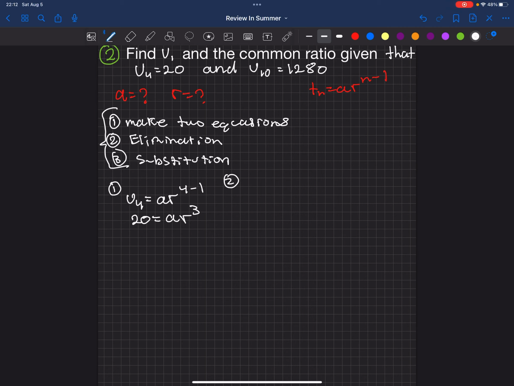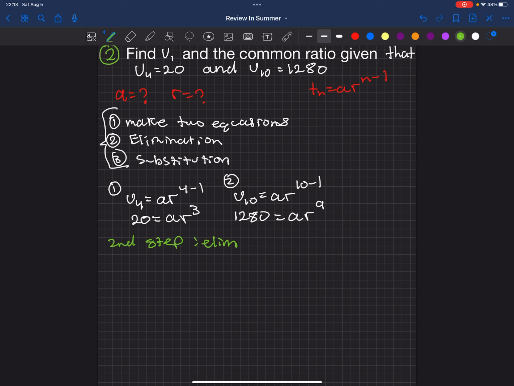I'm going to do the same thing for the 10th term, so it's going to be u10 is equal to A times R to the power of 10 minus 1. So it's going to be 1,280 is equal to A times R to the power of 9. Now, the second step, elimination.